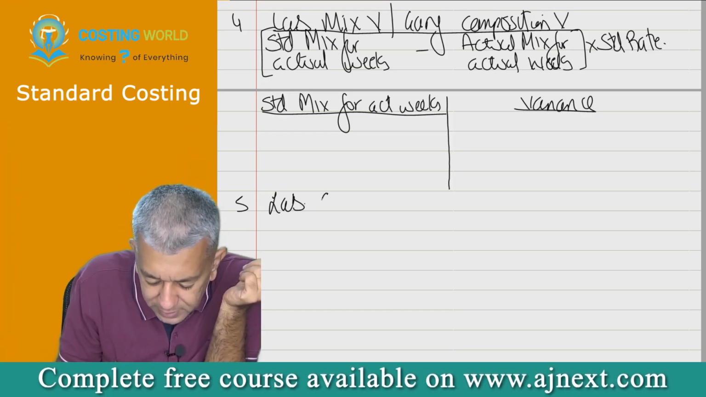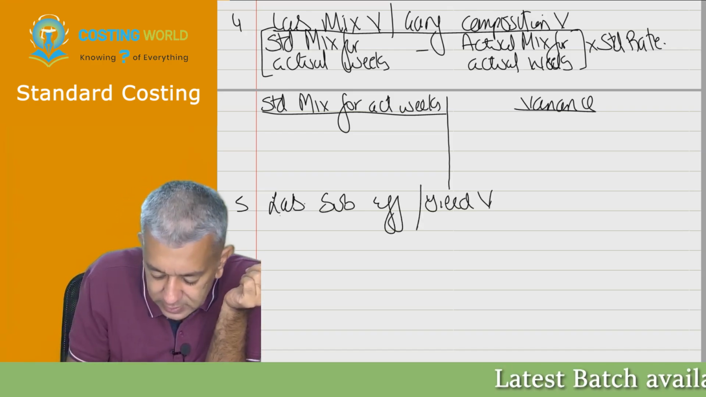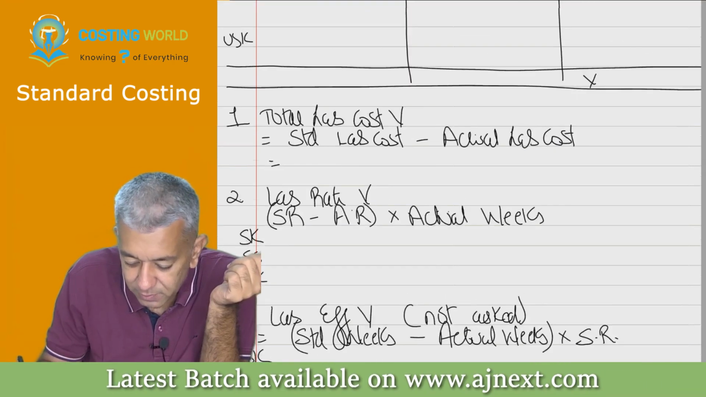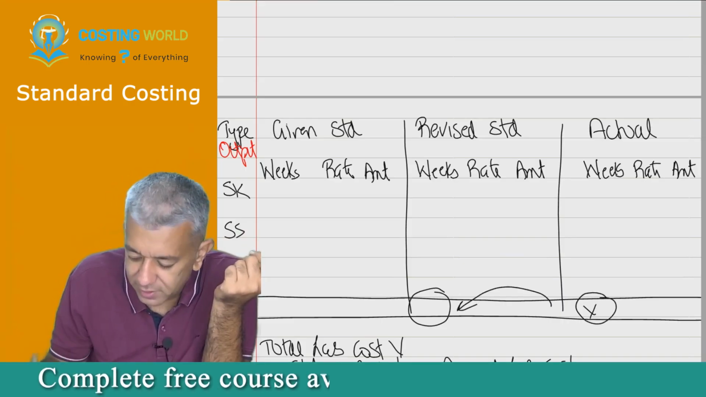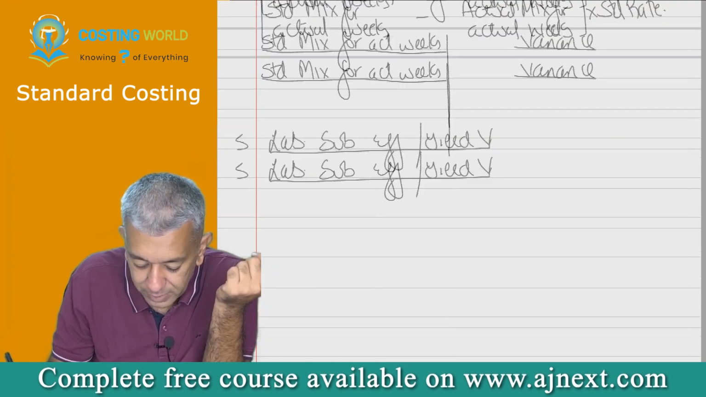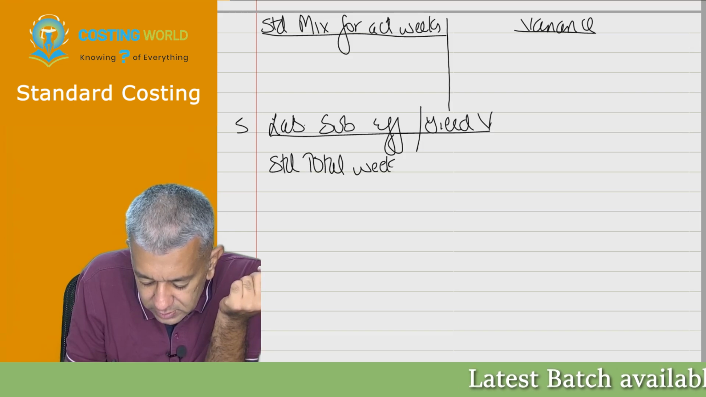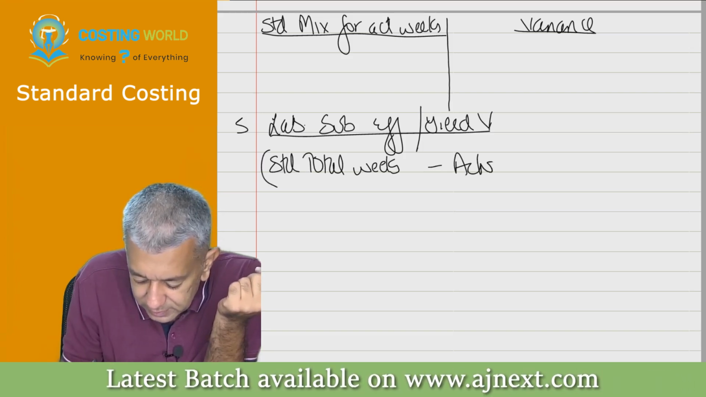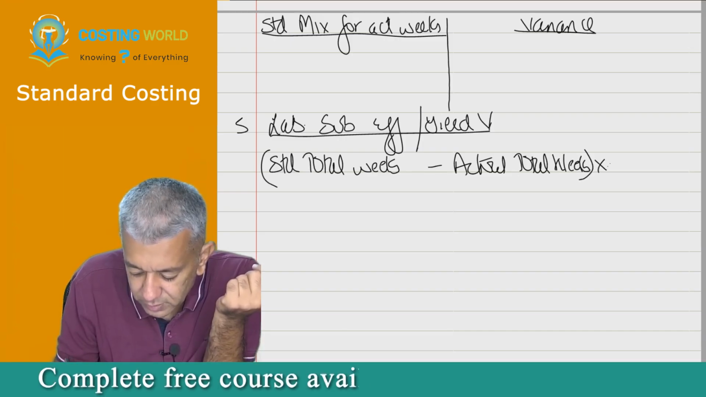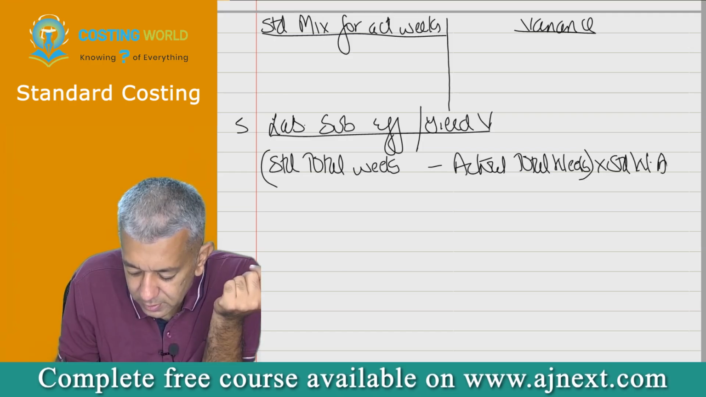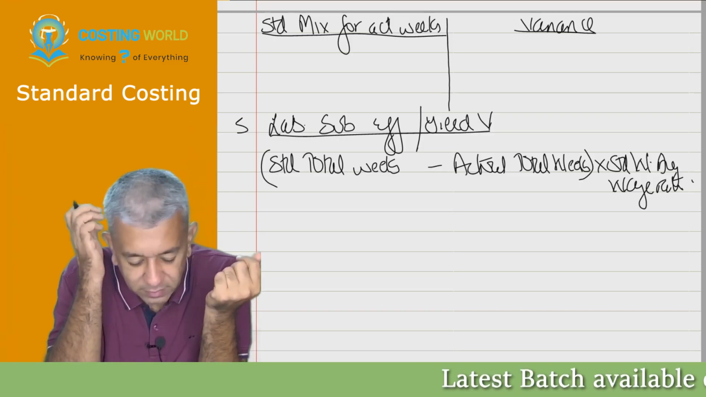Fifth, labor sub-efficiency or yield variance. Now, how does this get computed? How many weeks should have been taken overall? How many weeks were taken, into standard weighted average wage rate? So, standard total weeks less actual total weeks into standard weighted average wage rate.